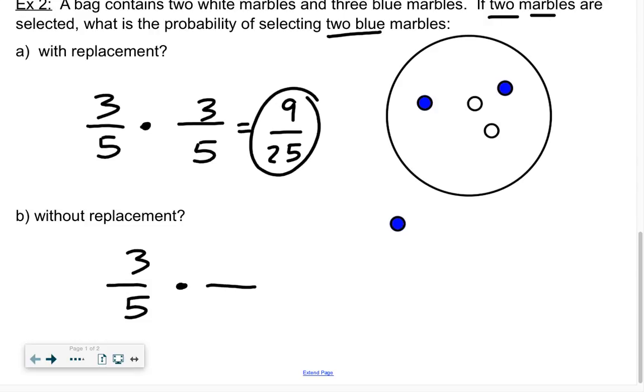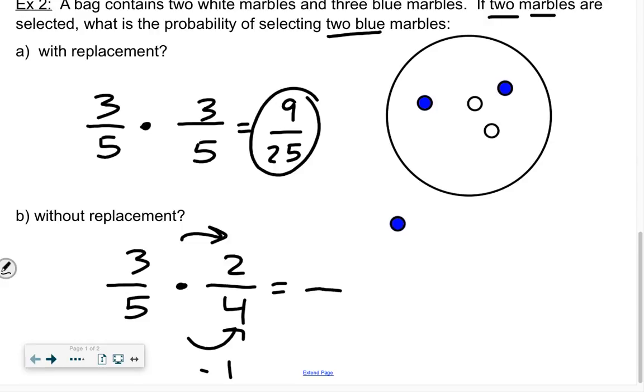We picked that blue marble, we've thrown it away, and now we can see that we have 2 blue marbles and 2 white marbles. So now when we go to create our second fraction, our numbers are going to be slightly different. For the second marble that I select, I now only have 4 marbles remaining in the bag. Also, I only have 2 blue marbles there. So if we deal with a problem where we don't replace the marble, our total is going to decrease by 1, and then this numerator could also change as well.